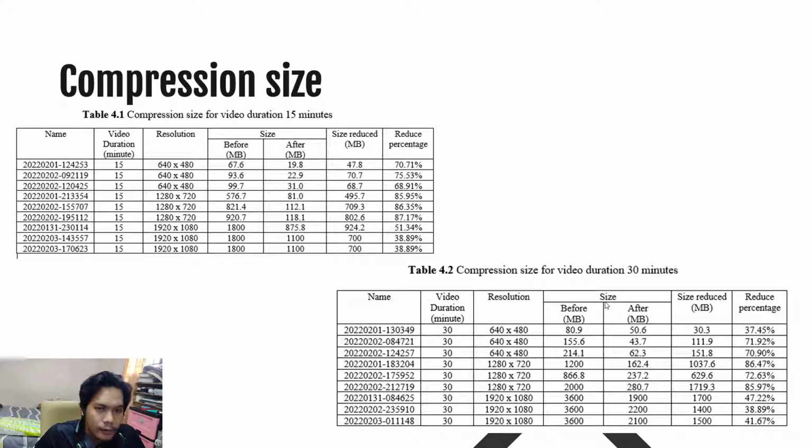Okay, and also for the video duration of 30 minutes, we can see that before, the compressed file size was 10 megabytes, and then after that it becomes 50 megabytes. Also same goes to the other videos. All of them reduce really high. For example, this one from 2 gigabytes becomes 280 megabytes.